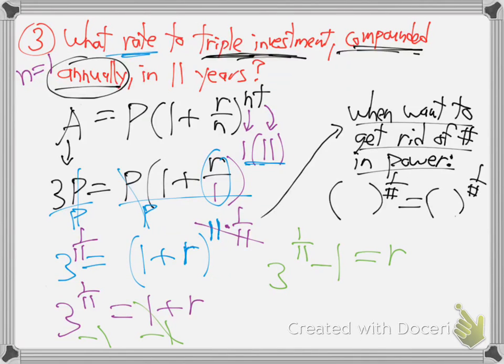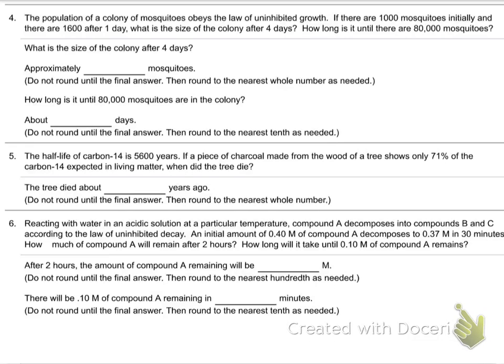So now hit the buttons on your calculator, and you'll get that. Move it 2 places, 10.50%.